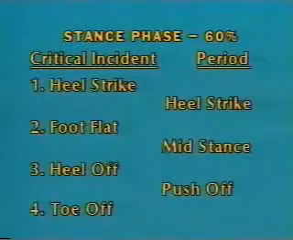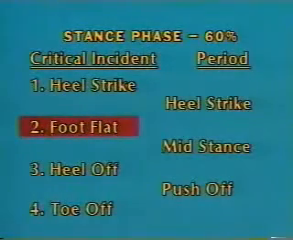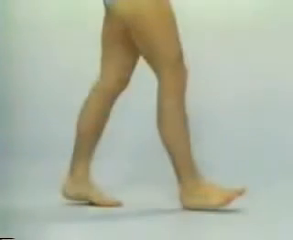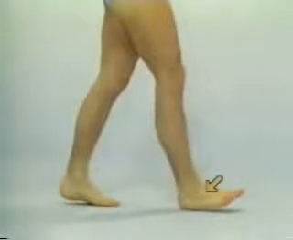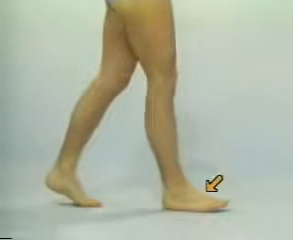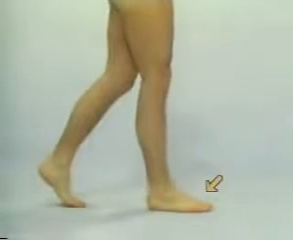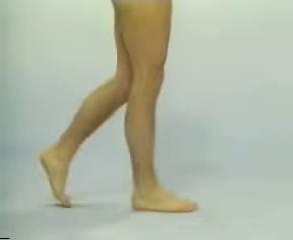Just prior to heel strike, contraction of the hamstring muscles serves to decelerate the limb which has just completed the swing phase. And just after heel strike, the quadriceps contracts strongly to prevent buckling of the knee. Foot flat. Following heel strike, there is then controlled relaxation of the foot and ankle dorsiflexors to allow the forefoot to come into contact with the ground.